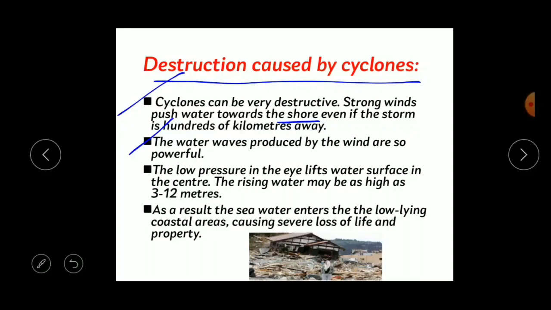Okay, so the next point is the water waves produced by the wind are so powerful. The waves produced by this water are very powerful.